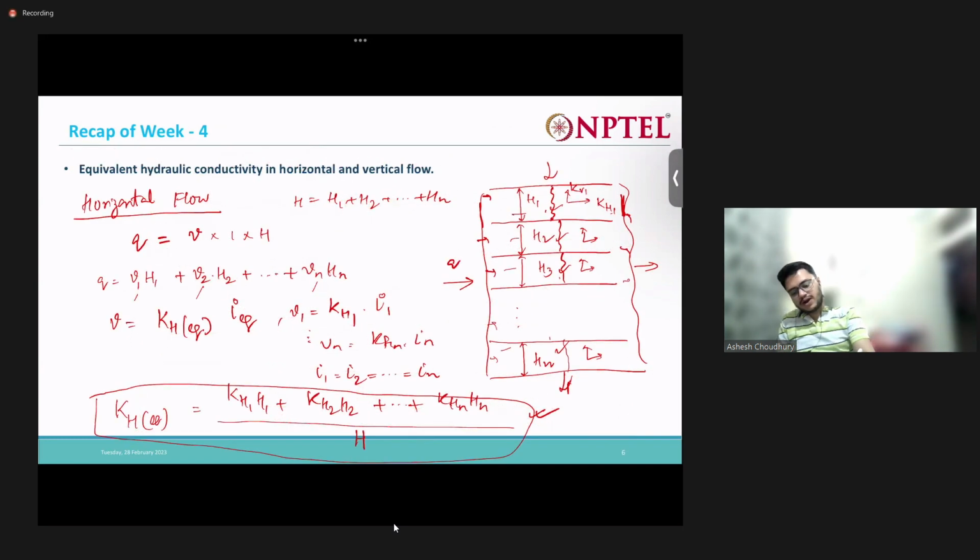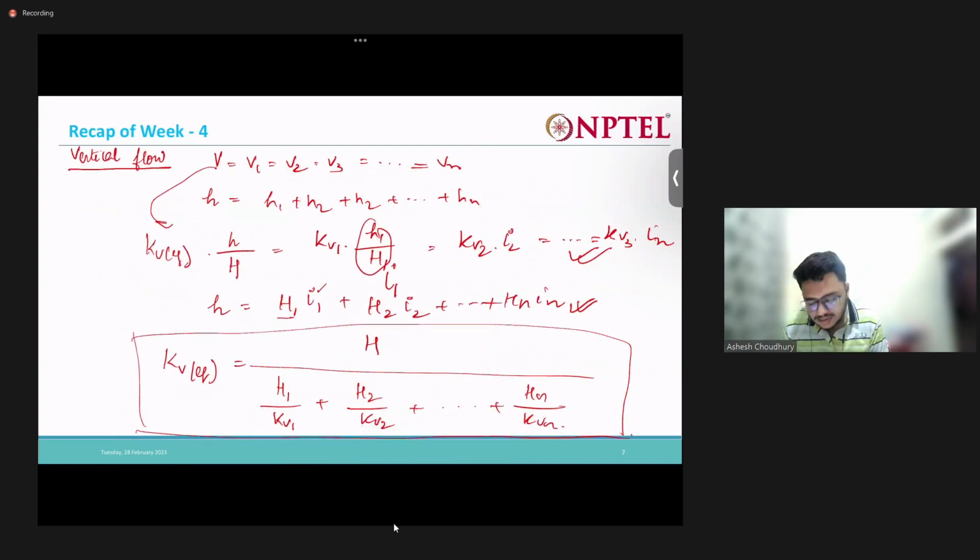So in vertical flow, there are different heads. Total head loss is the sum of head losses in each of these layers. In horizontal flow, the head loss here and here is the same, the head loss is the same in all the layers. In vertical flow, head loss is different in all the layers. So this condition corresponds to the vertical flow condition.